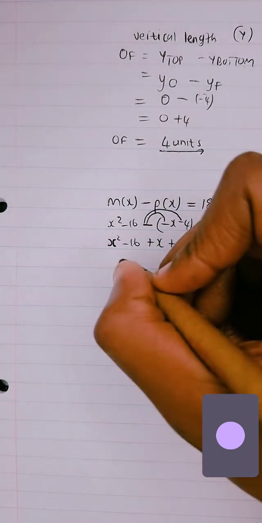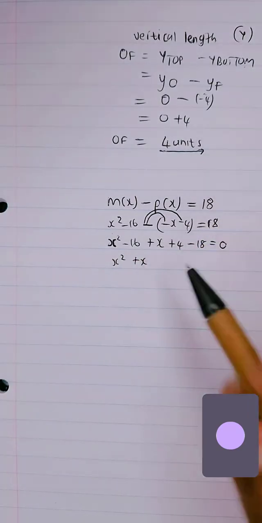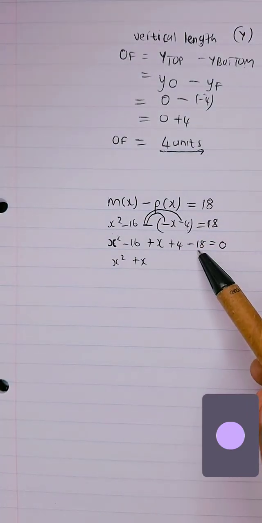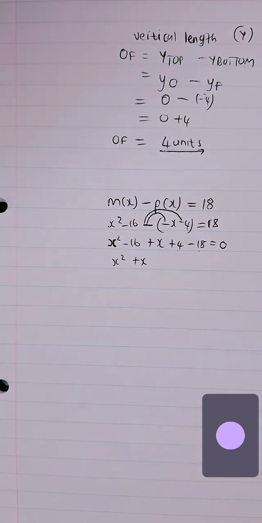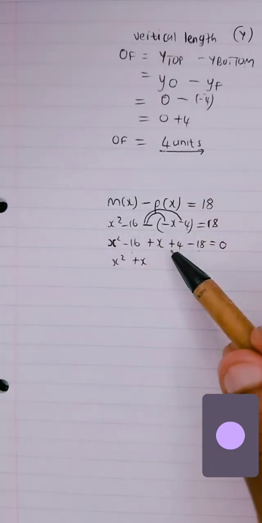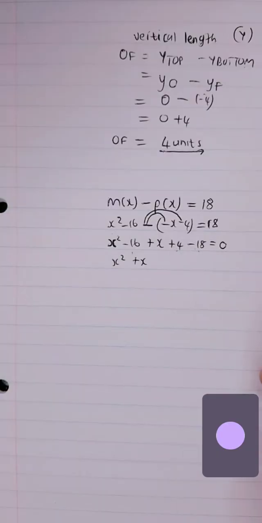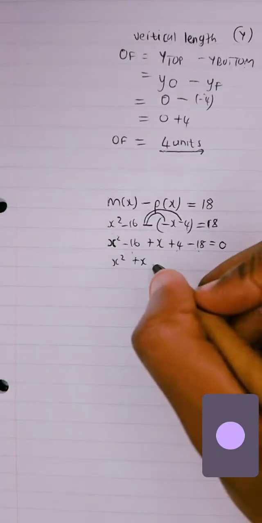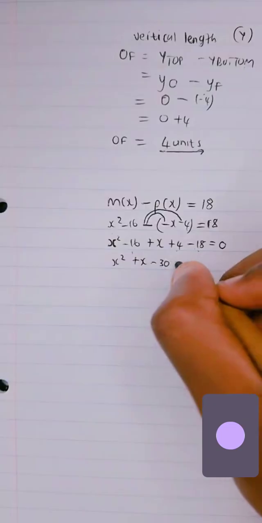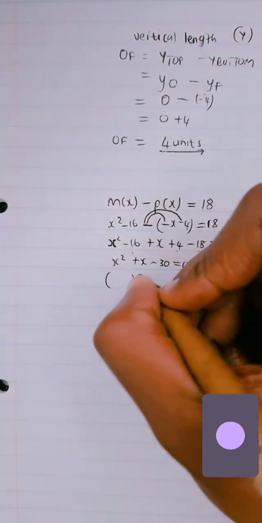Standard form again. x squared plus x. What is negative 16 minus 18 plus 4? Negative 30. Negative 30, which is equal to 0. Factors again.